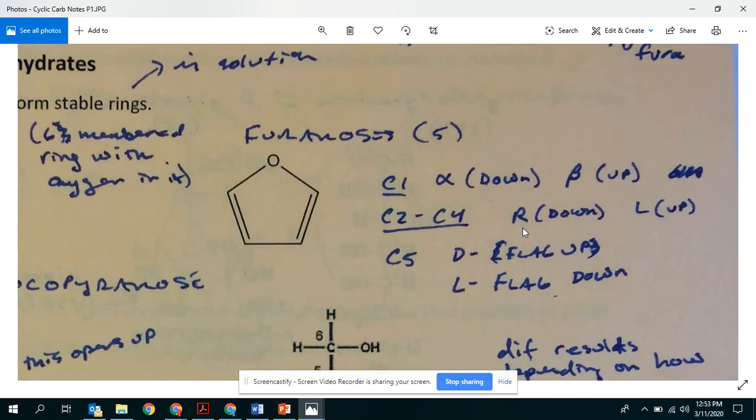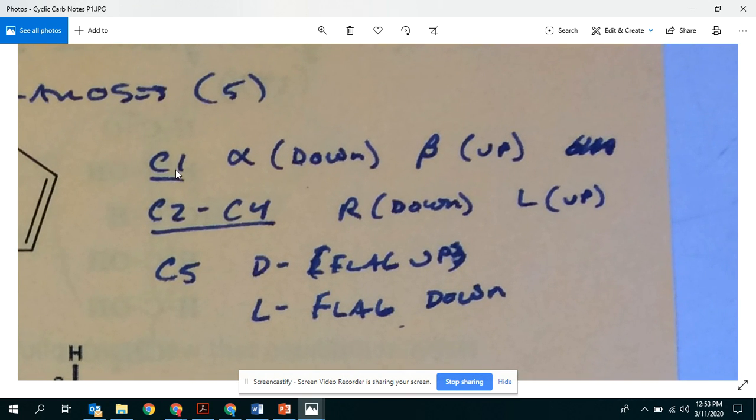So this information is kind of a little reference. It talks about what each carbon determines as it goes from a linear structure to a ring structure. The OH on carbon 1 will determine whether it is an alpha or a beta form. Alpha points down, beta points up. Just remember bump, beta up.